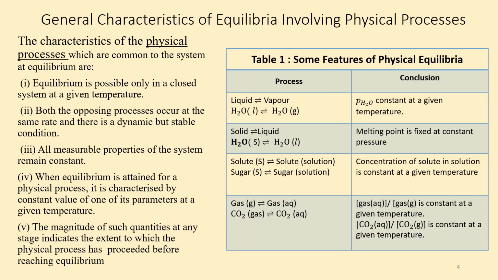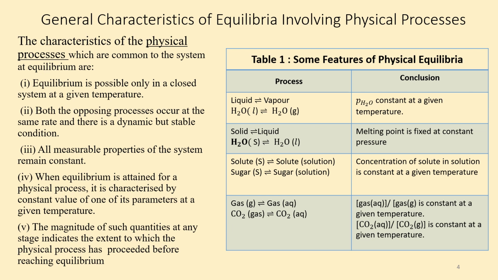The table 1 shown on your screen summarizes some features of the physical equilibria. In the process of liquid to vapor and vapor to liquid, for example H2O liquid to H2O gas, that is vapor, H2O vapor, that is steam, the pressure of H2O is constant at a given temperature.